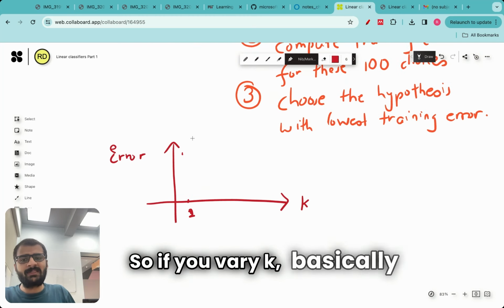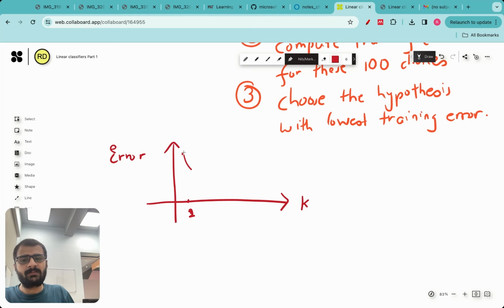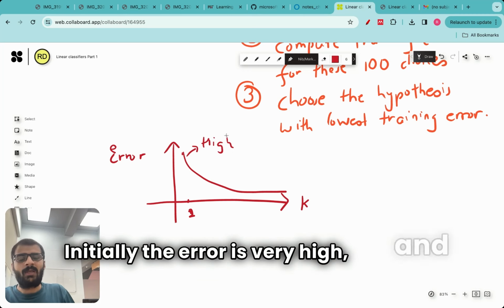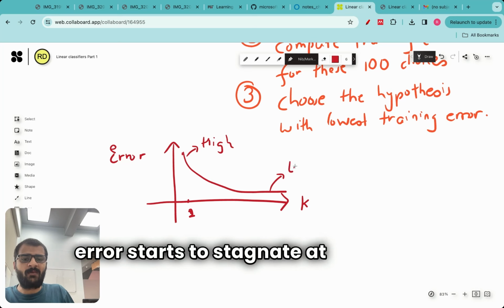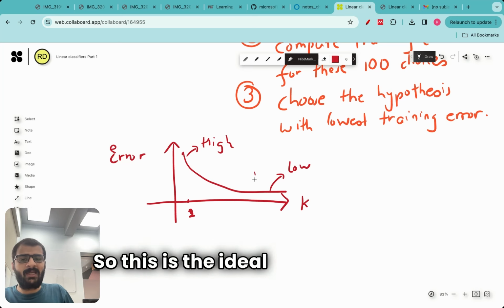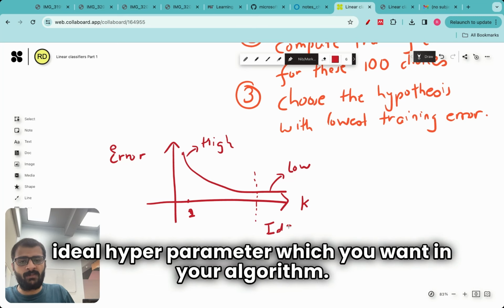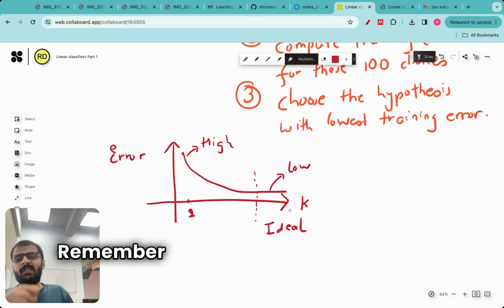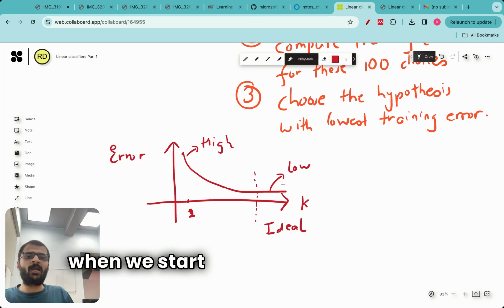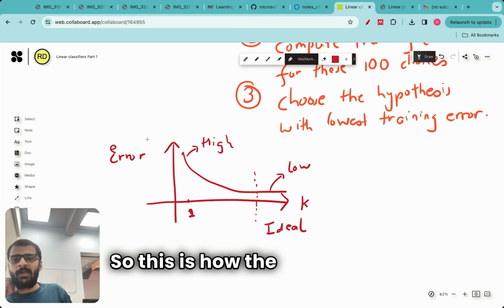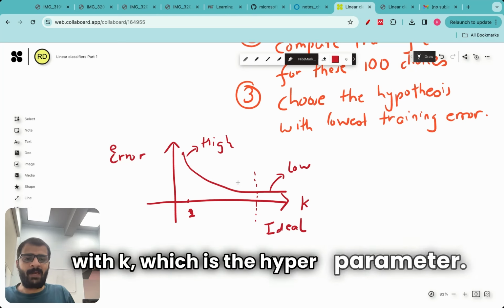So if you vary k, basically, it looks something like this. Initially, the error is very high, and then the error starts to stagnate at a very low value. So this is the ideal k, or the ideal hyperparameter which you want in your algorithm. Remember that we don't know this ideal k when we start out with this algorithm, and I'll come to how to find this ideal k. So this is how the error varies with k, which is the hyperparameter.